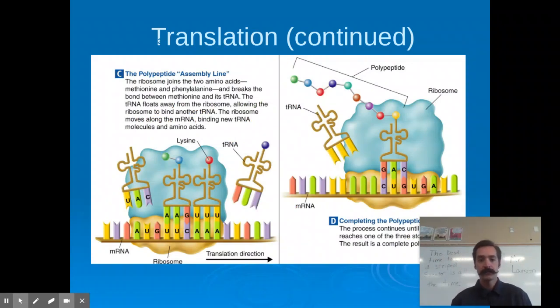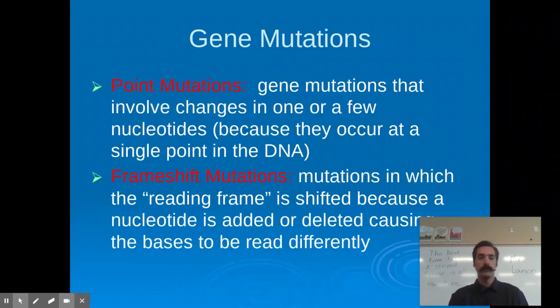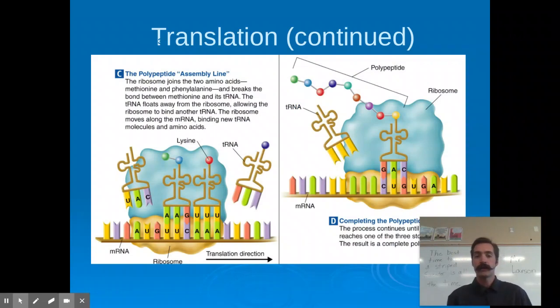So the polypeptide assembly line is basically what is formed through the ribosome. So you are taking all of those amino acids and combining them together, and that is what forms that polypeptide chain, and that polypeptide chain forms together to create a protein. So that is it for translation.